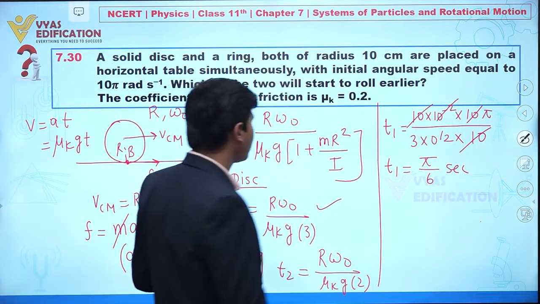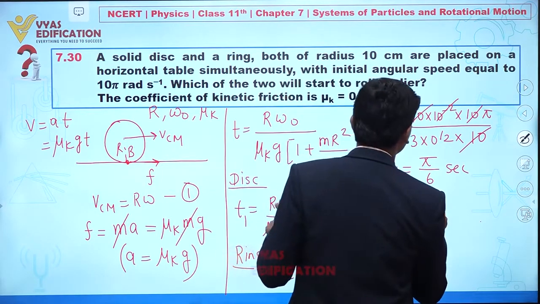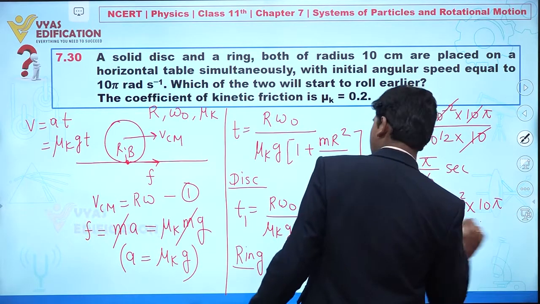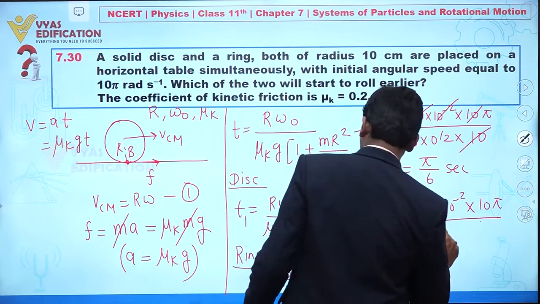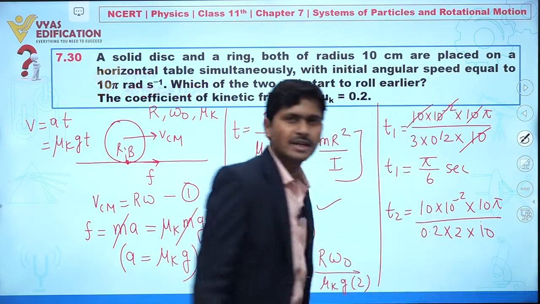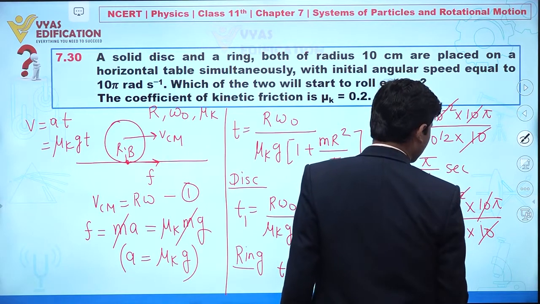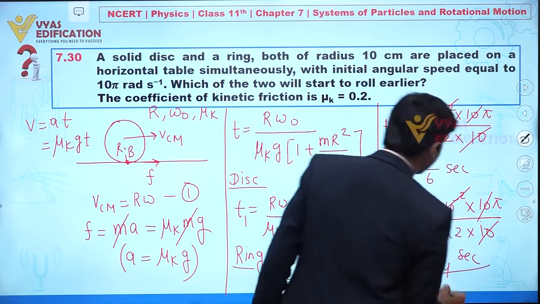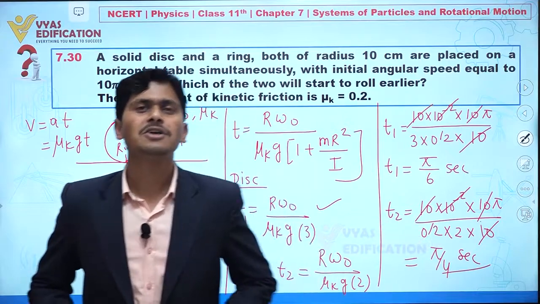Similarly you can calculate the value of t2. Value of t2 is given by r, the value of r is 10 into 10 to the power minus 2. Omega naught is 10 pi divided by, the value of mu k is 0.2, clear, multiplied with 2, and g is 10, clear. So from here this one and this one cancel out, all are cancelled, and this is equal to pi by 4 second, clear. So definitely we can say t1 is less compared to t2. So like this we can solve this problem, clear.